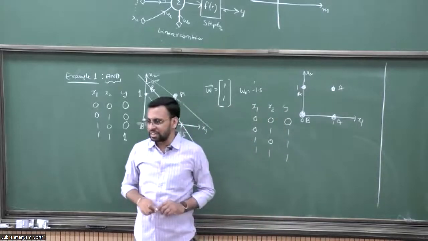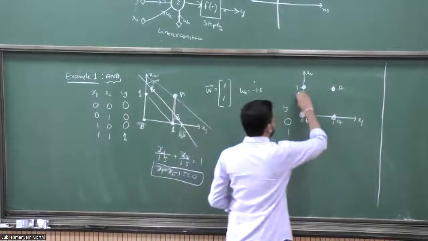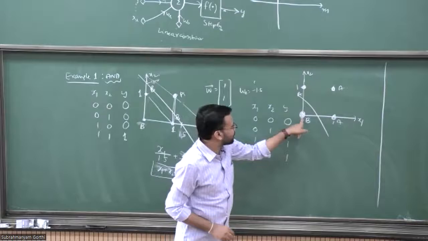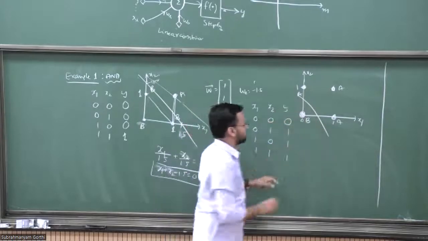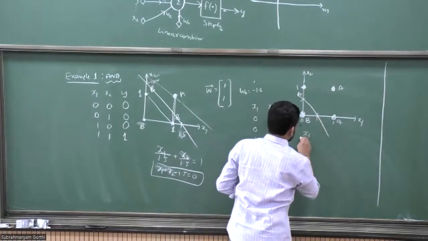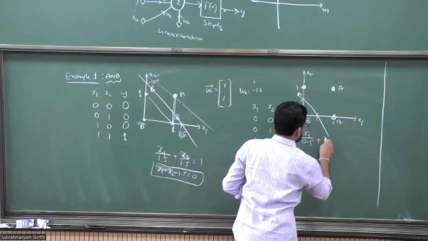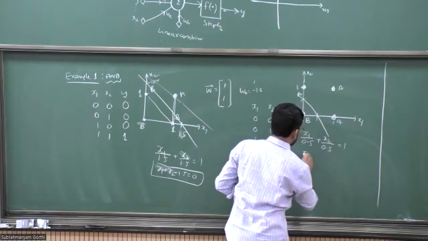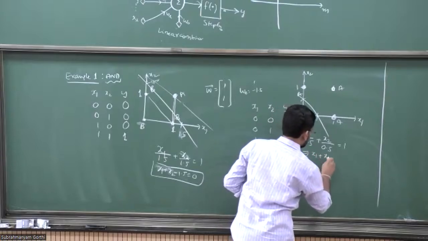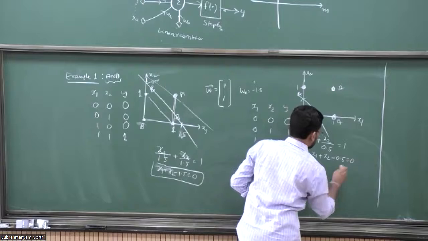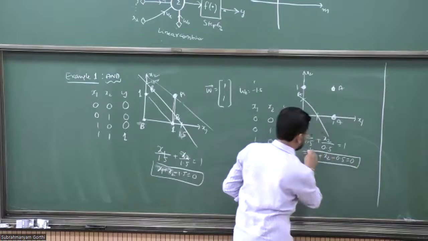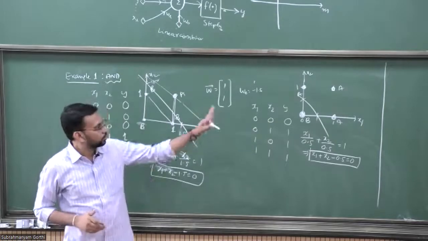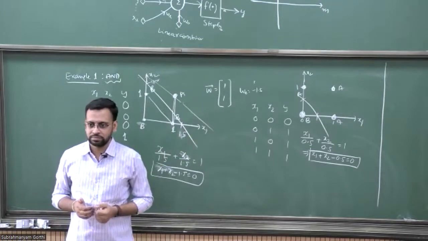Can they be separated with a linear line? It is easy to see now because I don't have to approximate the value. Between this, it will be 0.5 and 0.5. So x1 over 0.5 plus x2 over 0.5 is equal to 1. That means x1 plus x2 minus 0.5 is equal to 0. That's all. This also you can do with linear classification.